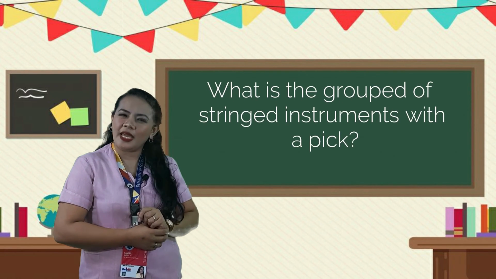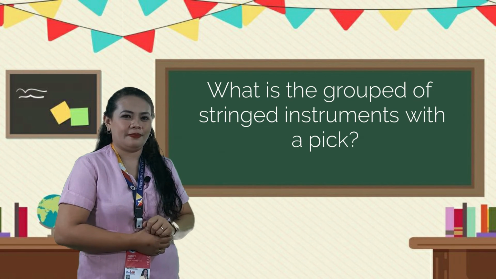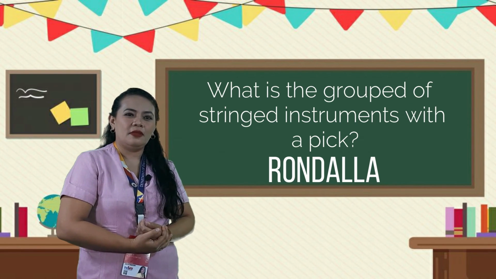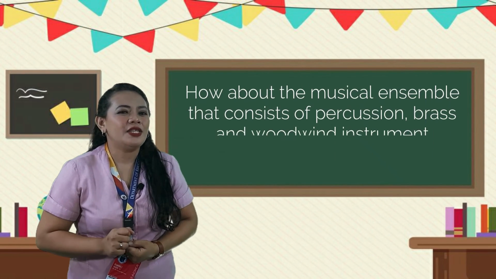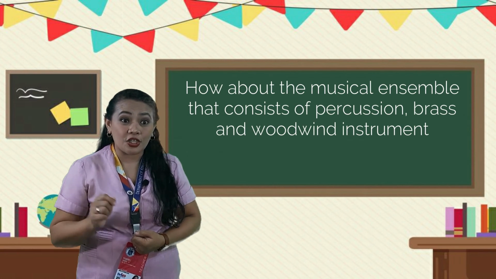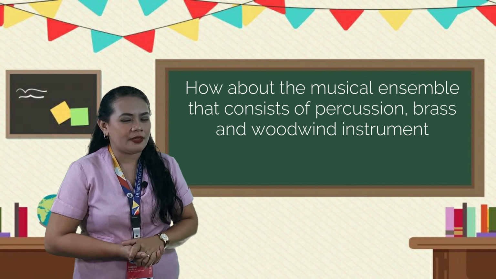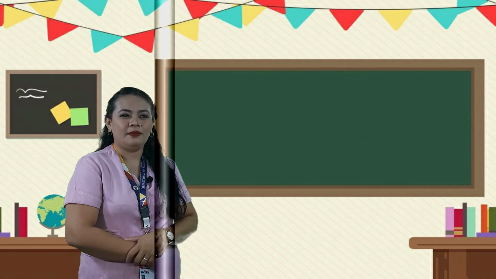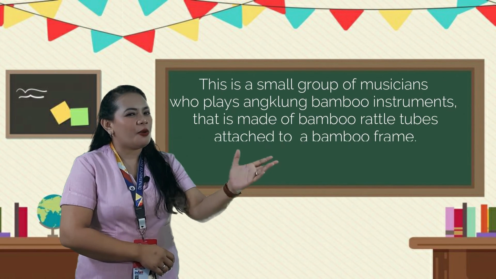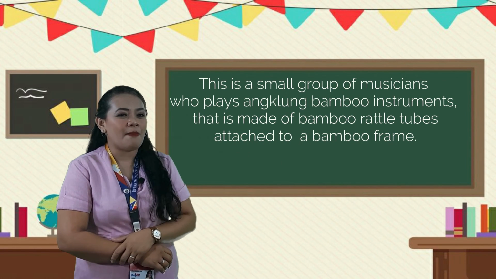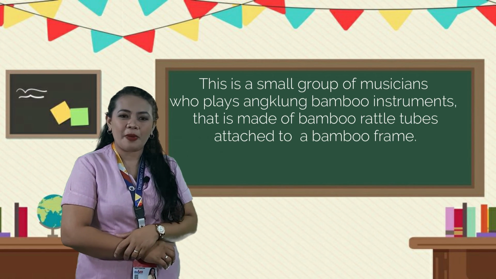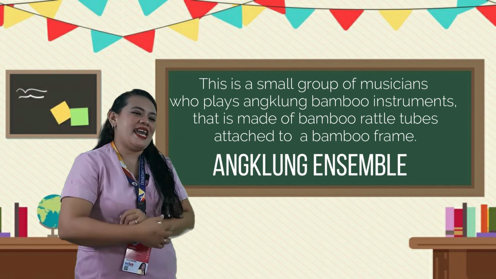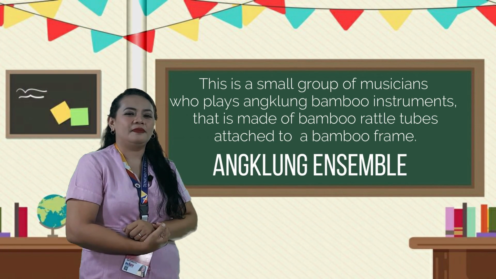What is a group of string instruments played with a pick? Very good! That's Rondalia. How about the musical ensemble that consists of percussion, brass, and wind instruments? That's brass band. What about a small group of musicians who play angklung bamboo instruments made of bamboo rattle tubes attached to a bamboo frame? You're right! That's Angklung Ensemble.